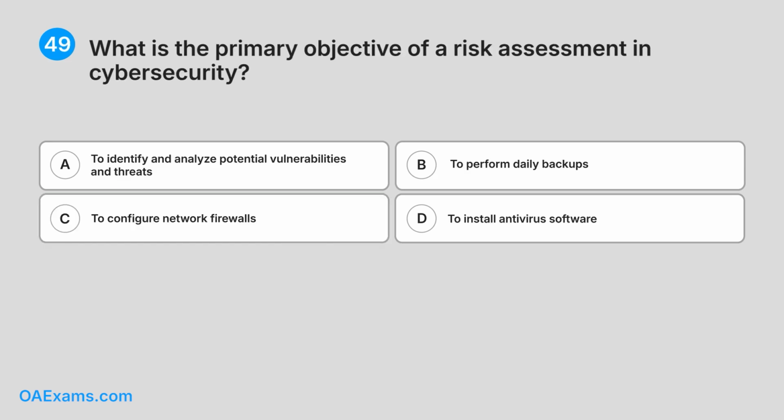49. What is the primary objective of a risk assessment in cybersecurity? A. To identify and analyze potential vulnerabilities and threats. B. To perform daily backups. C. To configure network firewalls. D. To install antivirus software. Do you know the answer?